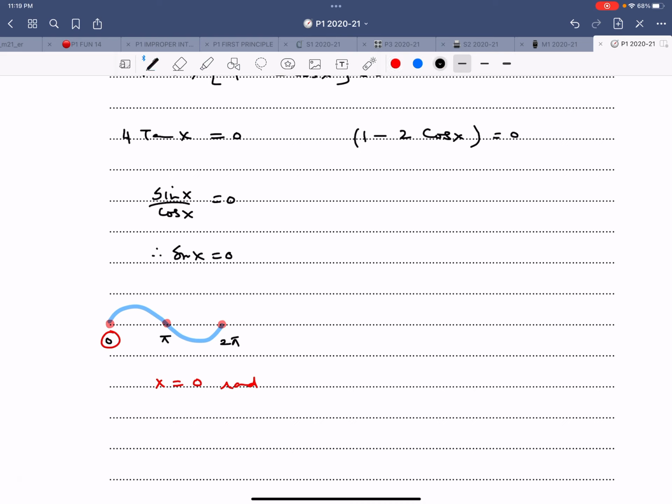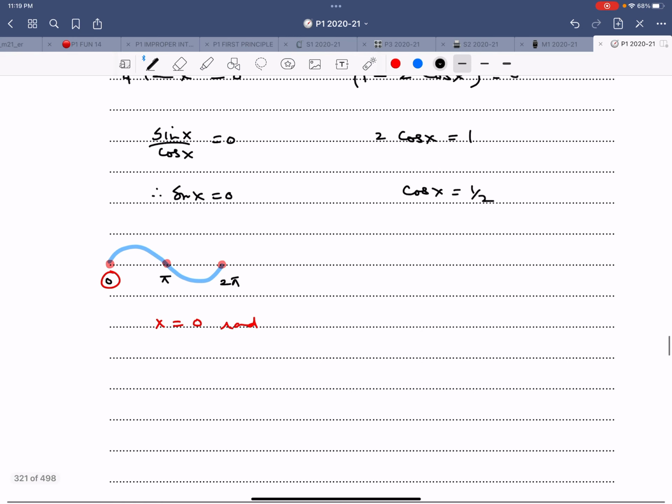So 2 cosine x equals 1, cosine x equals half, and 0 to pi by 2 is only the first quadrant. Overall it could be first and fourth, but we are only interested in the first quadrant. Cosine of alpha is half, basic angle alpha is pi by 3, therefore x is pi by 3.